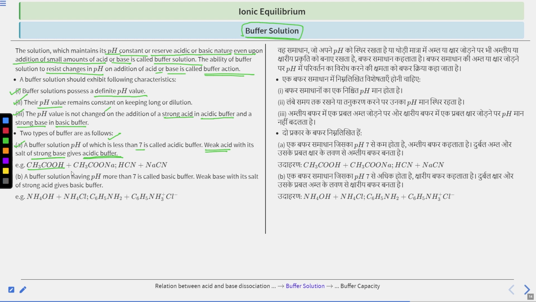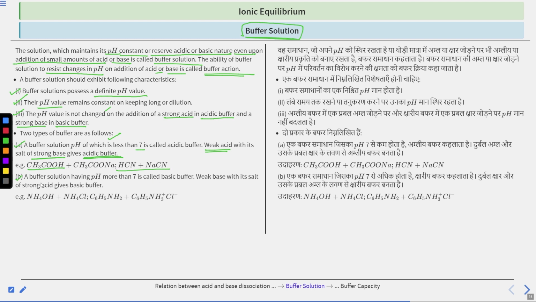In this, the weak acid is present with the salt of a strong base. Like you can see, CH3COONa is a salt of the strong base NaOH. And HCN plus NaCN is also a pair of acidic buffer.